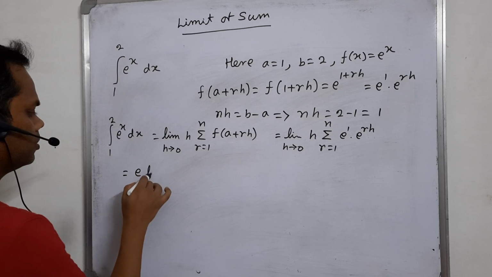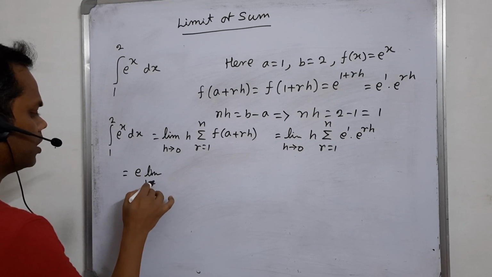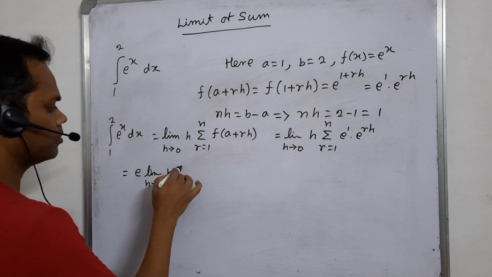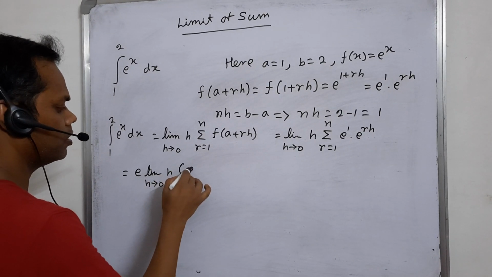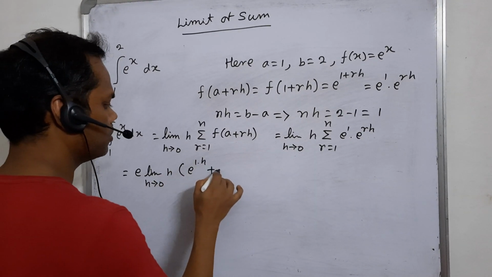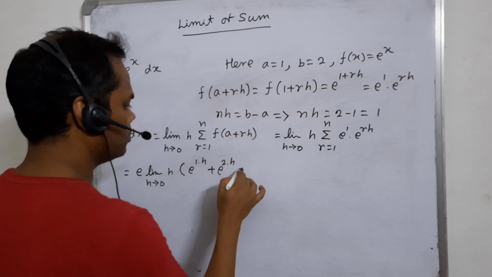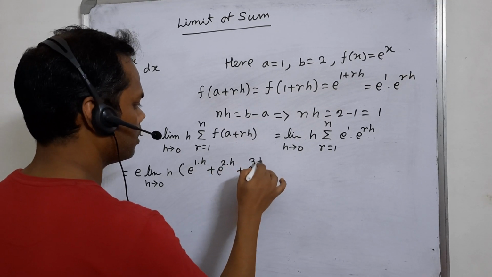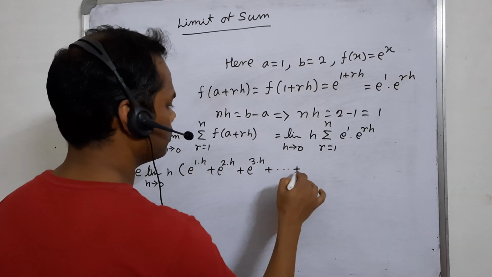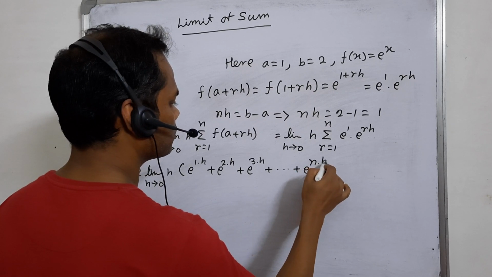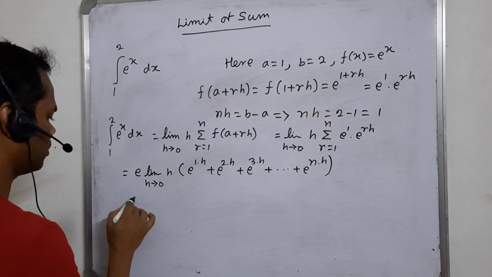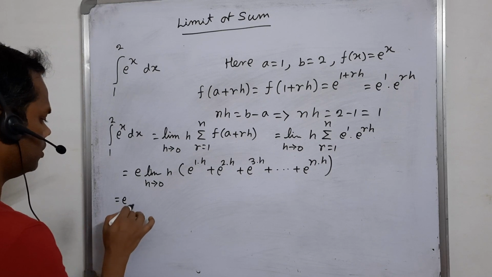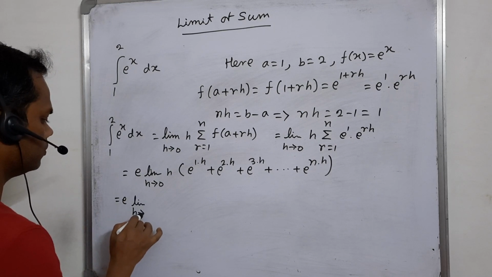Now e into limit h tends to 0 of h times (e to the power 1 into h, plus e to the power 2 into h, plus e to the power 3 into h, plus dot dot, plus e to the power n into h). So e into limit h tends to 0.